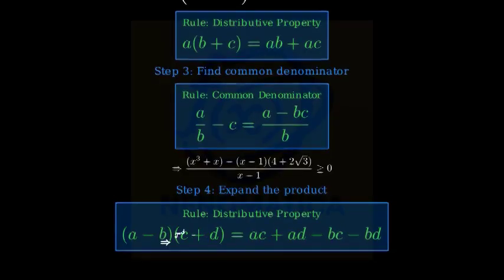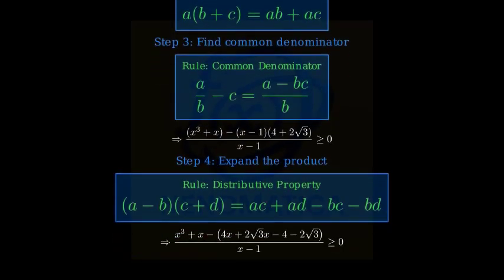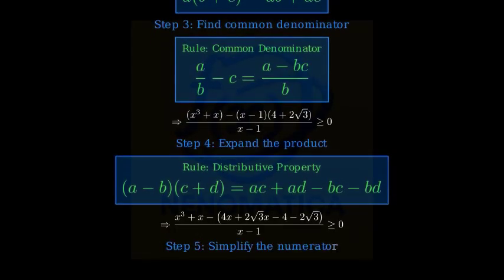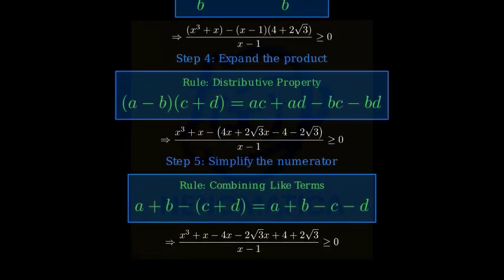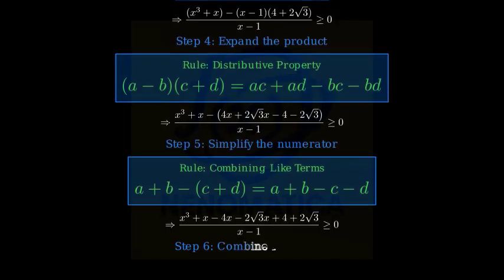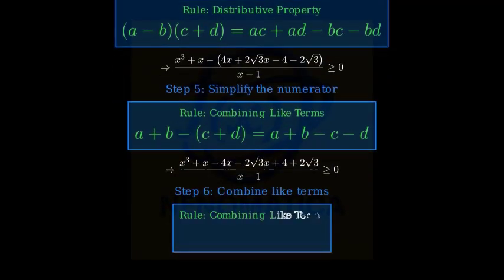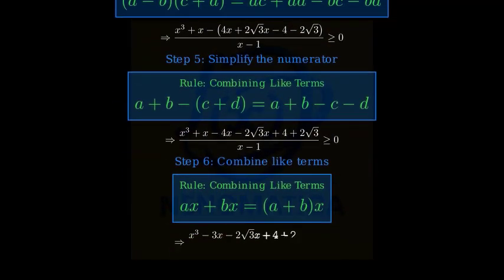We have x cubed plus x minus the product of x minus 1 and 4 plus 2 square root of 3. Let's continue by simplifying the numerator. We'll combine like terms to make our expression more manageable. Let's further simplify by combining like terms in the numerator. We have x cubed minus 4x plus x, which gives us x cubed minus 3x.